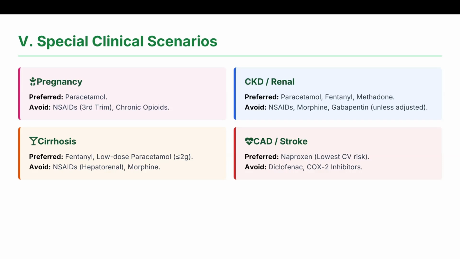Ensure to avoid NSAIDs, which can lead to renal shutdown. Avoid morphine and gabapentin unless doses are adjusted. In coronary artery disease and stroke, preferably naproxen, along with pantoprazole or another PPI. It has the lowest cardiovascular risk as far as NSAIDs are concerned. Ensure to avoid diclofenac or COX-2 inhibitors at any cost.